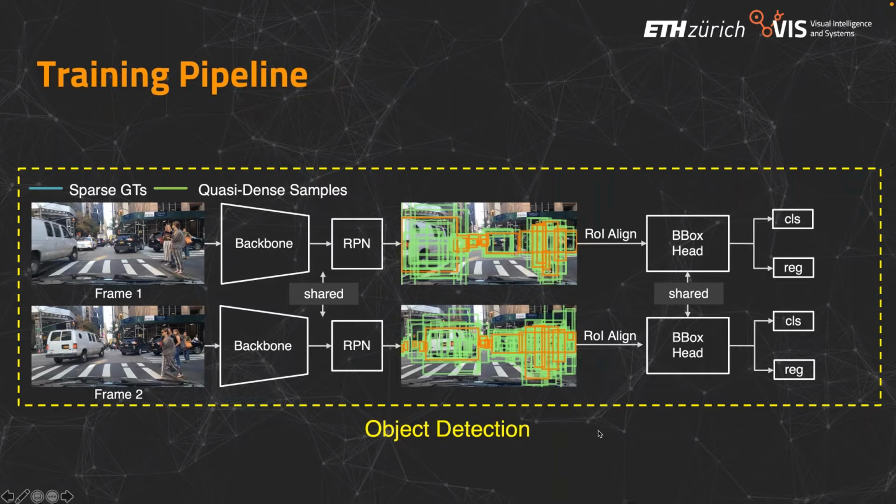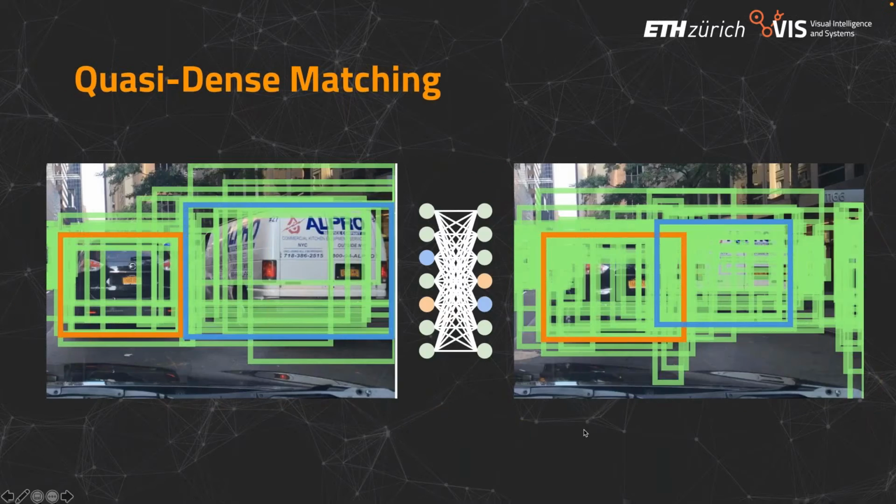Then at training time, we can use contrastive learning to learn how to find a good similarity embedding that can match not only between the ground truth bounding boxes, but also between all the possible regions on each image.